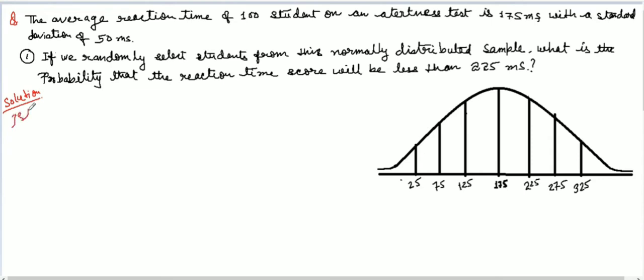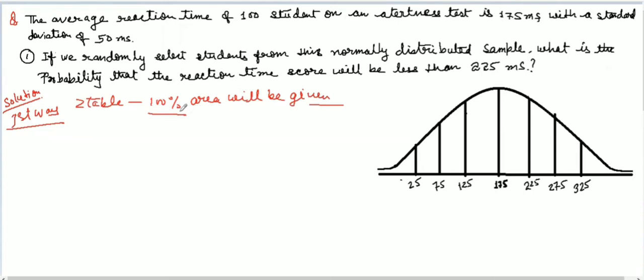So here I'm going to use the first way, where the z-score table gives 100% area. And then the second way, I will use the 50% area of the table. And the third way, I will use the negative z-score table. So I'll do the same question using different types of z table. In this way you will learn how to use the z-score table.